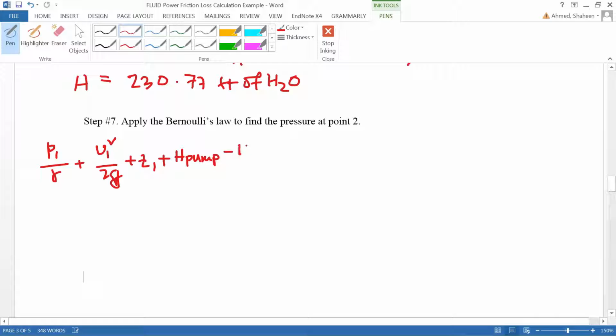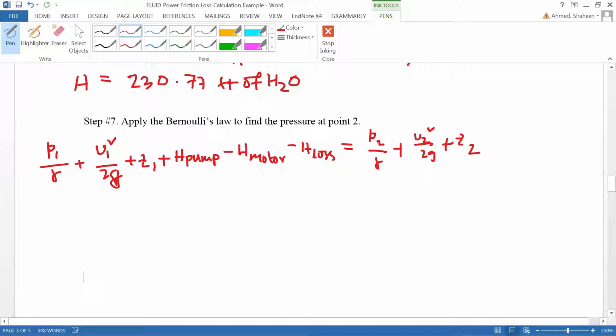plus if there is any pump that adds some energy at that point, and then minus the motor head that is taken by the system, and minus the loss in the system, and whatever is left will be available at point 2 in terms of pressure energy, velocity energy, and elevation energy.